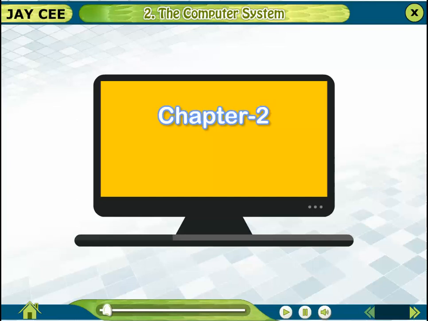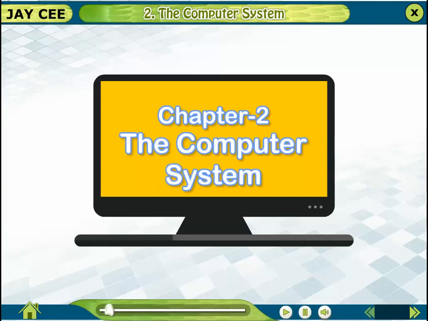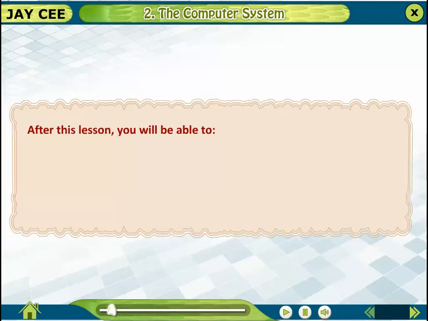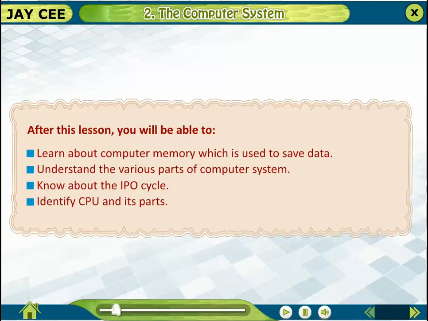Chapter 2. The Computer System. After this lesson, you will be able to learn about computer memory, which is used to save data, understand the various parts of computer system, know about the IPO cycle, identify CPU and its parts.